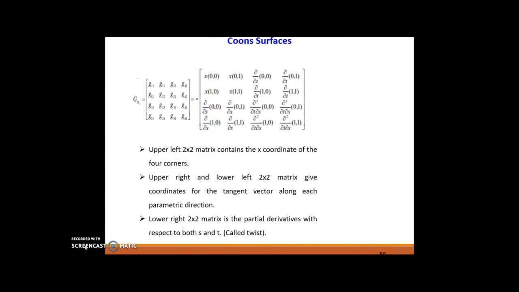Next, here the G_H matrix, as we have seen before, is shown here. The upper left 2 by 2 matrix, x00, x01, x10, x11, holds the x coordinates of the four corners, and the upper right and the lower left 2 by 2 matrices give coordinates for the tangent vector along each parametric direction. So we have different tangent vectors. These give you the coordinates of the tangent vector along each parametric direction. The lower right 2 by 2 matrix is the partial derivatives with respect to both S and T, and it is called twist.